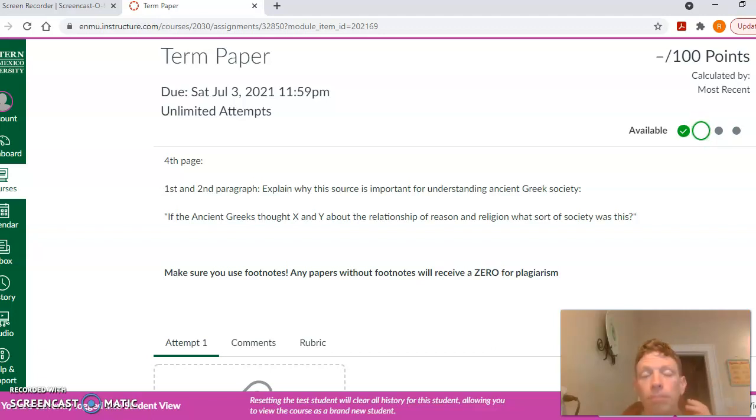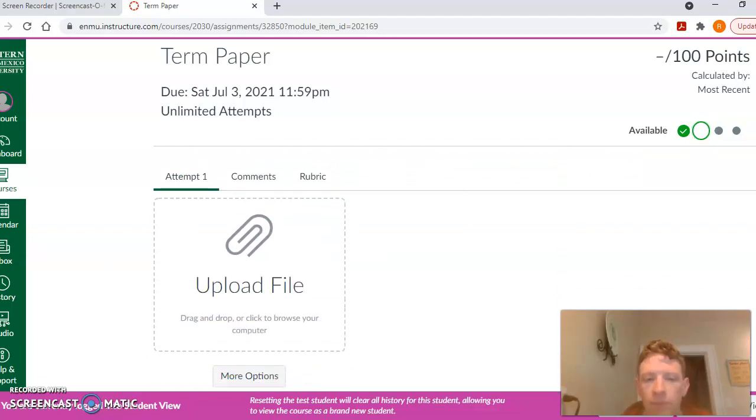This is supposed to be the most important part of the paper, where you talk about why the source that you have analyzed is significant. So make sure this is a full and detailed section that should be probably about a page when you finish. Okay, so that's an outline of the paper itself.